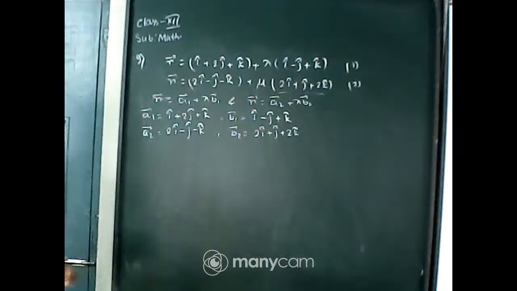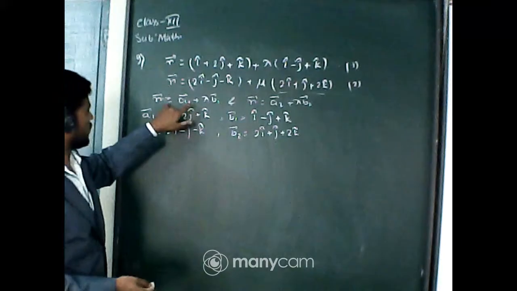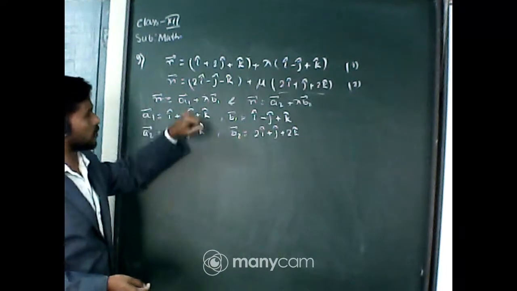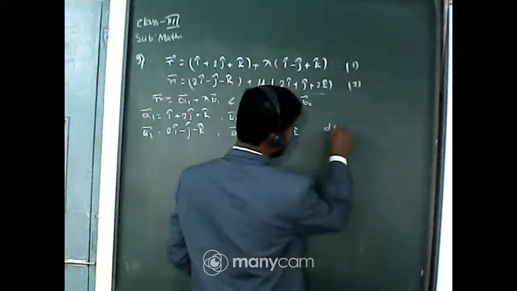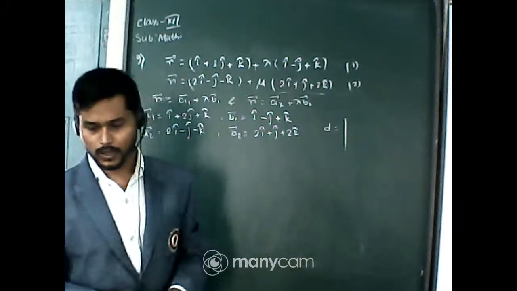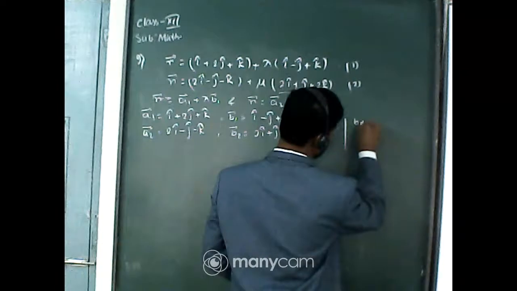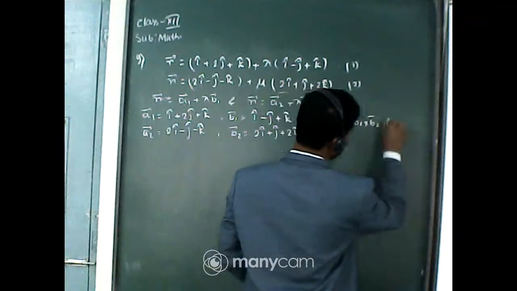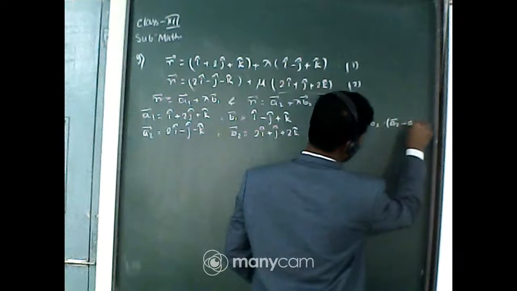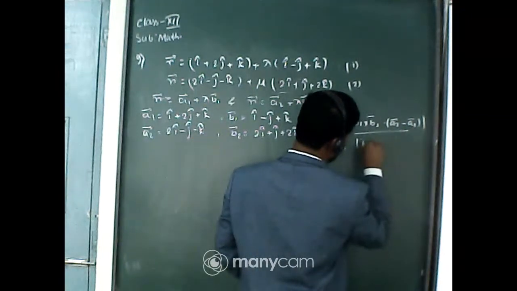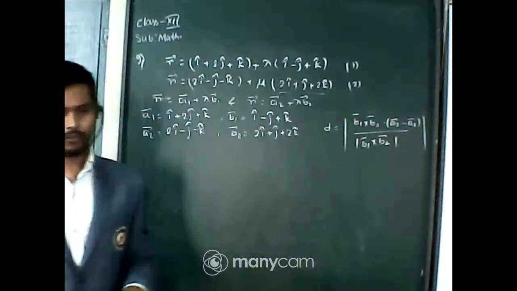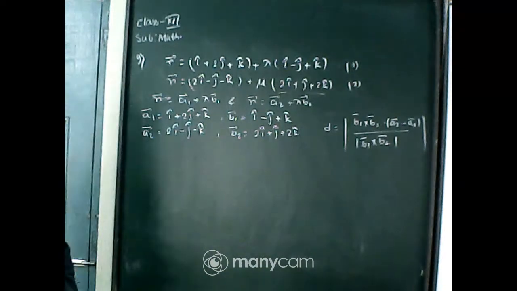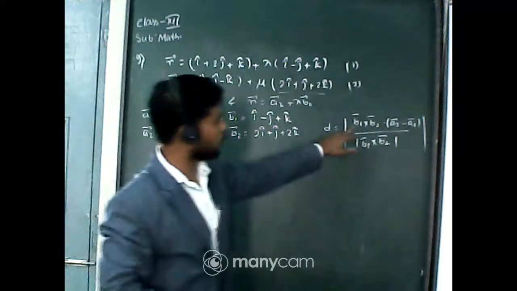Now we know a formula for finding the shortest distance between lines of the form r equal to a1 plus lambda b1 and r equal to a2 plus lambda b2, and the formula is: shortest distance is equal to mod of b1 cross b2 dot a2 minus a1 vector, divided by mod of b1 cross b2 vector. This is the vector equation to find the shortest distance between two lines. So from here we will first calculate b1 cross b2 and a2 minus a1.